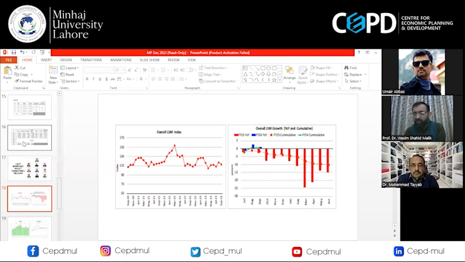Its growth rate in 2023, throughout the year, was negative. So basically, last year was a year of economic crisis. If you look at the red bars on the right panel of the figure, all are negative, which means the overall LSM growth rate was negative throughout the year. For all months, this red bar is negative.